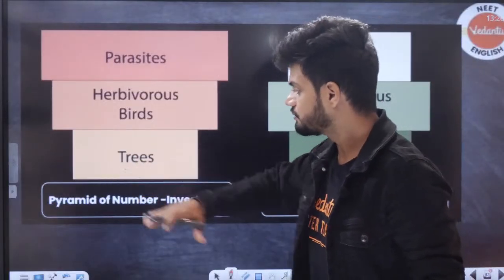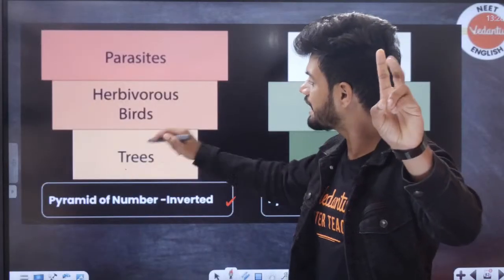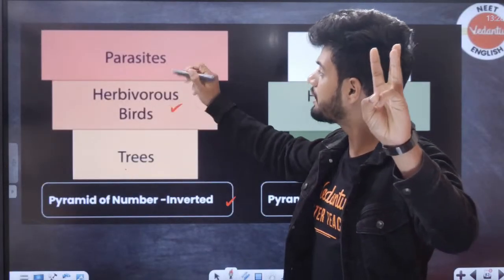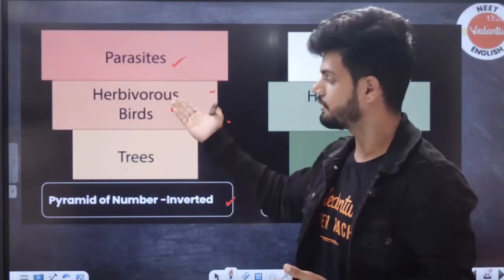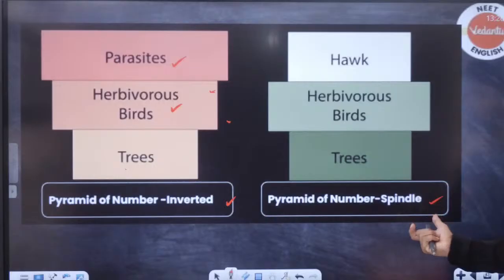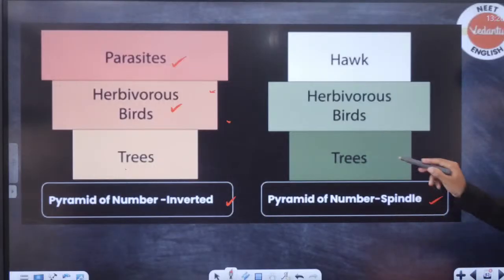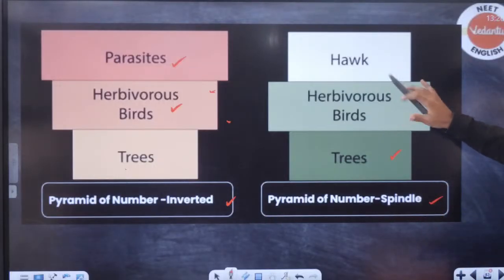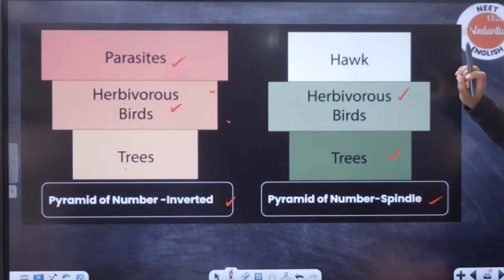We can have one tree. A single tree can have many birds. Many birds will have many parasites on them. Inverted. So the pyramid of number can be inverted. It can be spindle also: a large tree, many birds, and hawks are also very few. Few hawks. So it can be spindle or inverted.